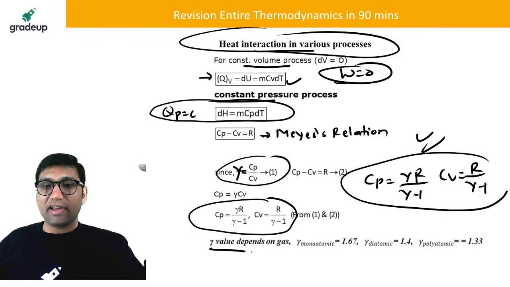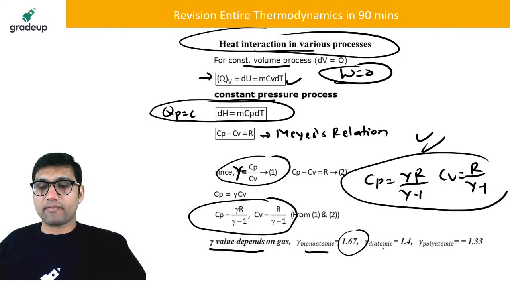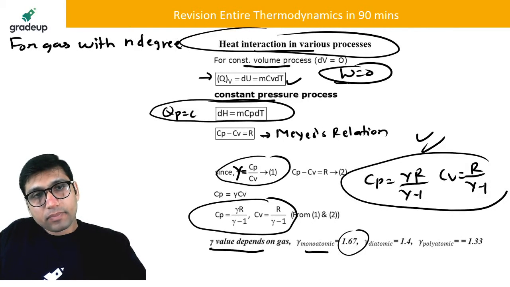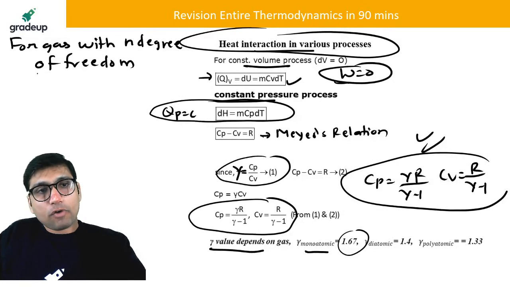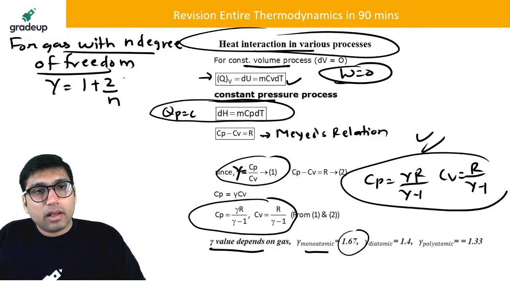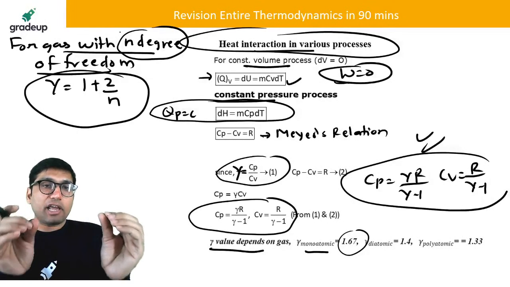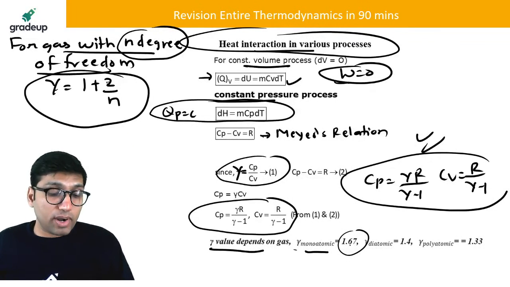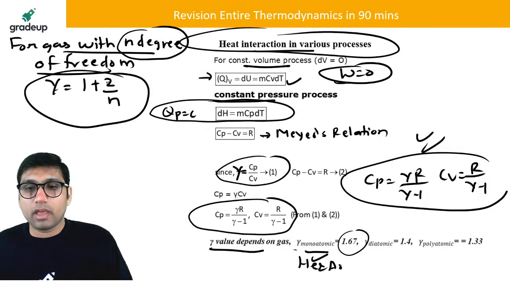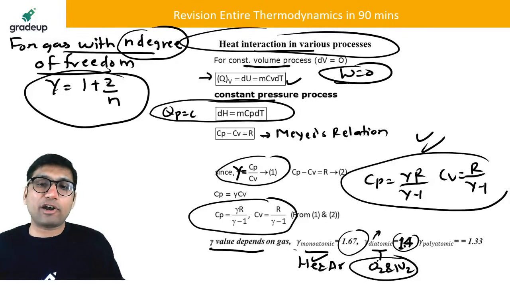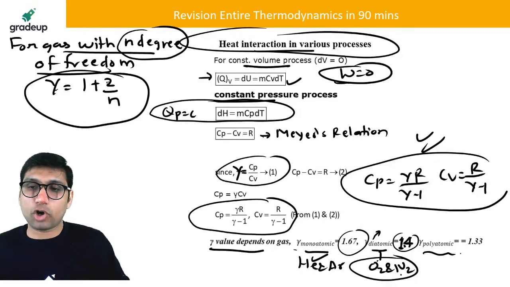Gamma value depends on the type of gas. I have just told you that for monatomic gases gamma is 1.67. For a gas with n degrees of freedom, the degrees of freedom are the number of independent intensive variables used to define the state of a system. So gamma is equal to 1 plus 2 by n. But directly you can remember that gamma is 1.67 for monatomic gases like helium and argon. For diatomic gases like oxygen and nitrogen, it is 1.4. If nothing is mentioned, you have to take gases as diatomic, so take gamma as 1.4, and for polyatomic it is 1.33.